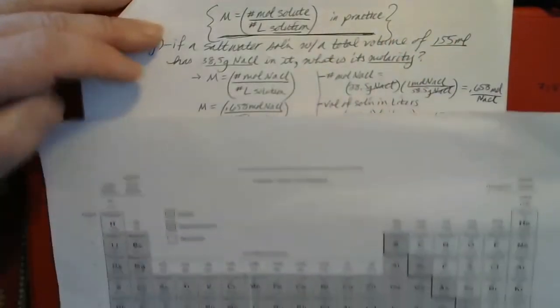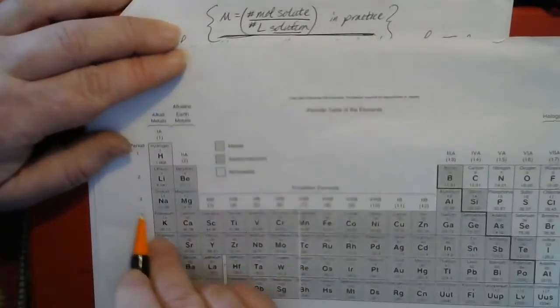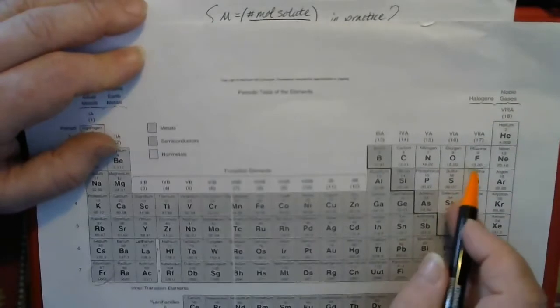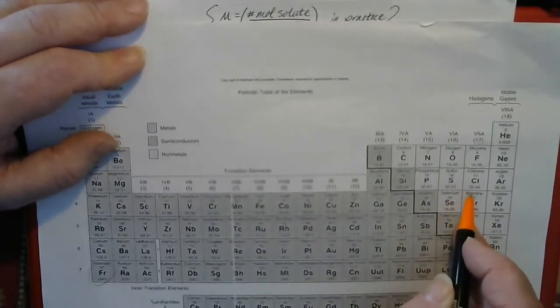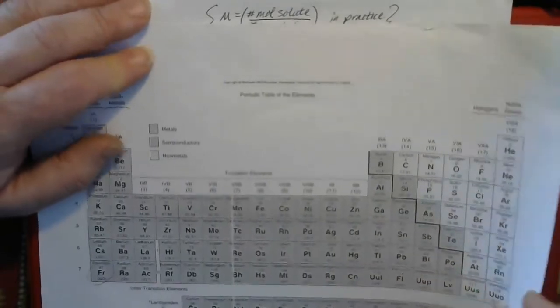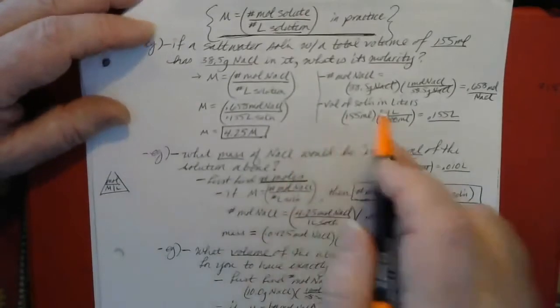And again, 58.5 is what you get if you look at the mass of sodium, which is 23, and the mass of chlorine, which is 35.45. I'll call that 35.5. Add them together, you get 58.5. So that's where that came from.